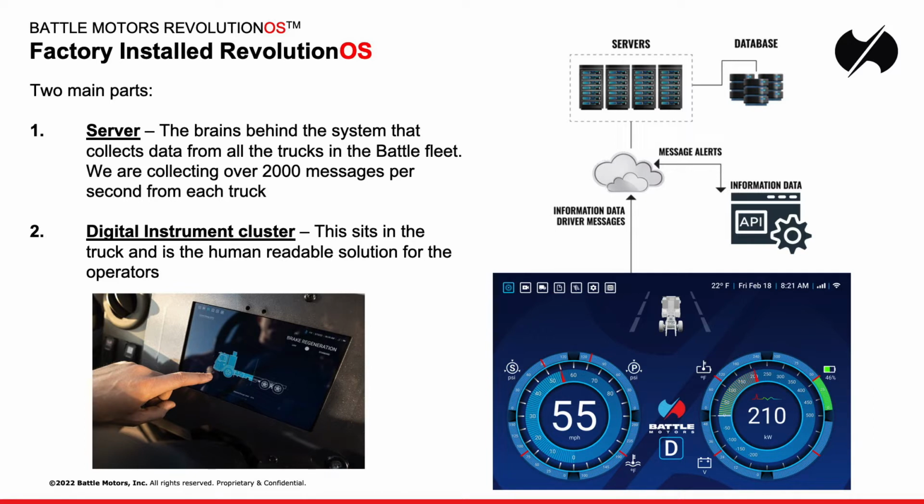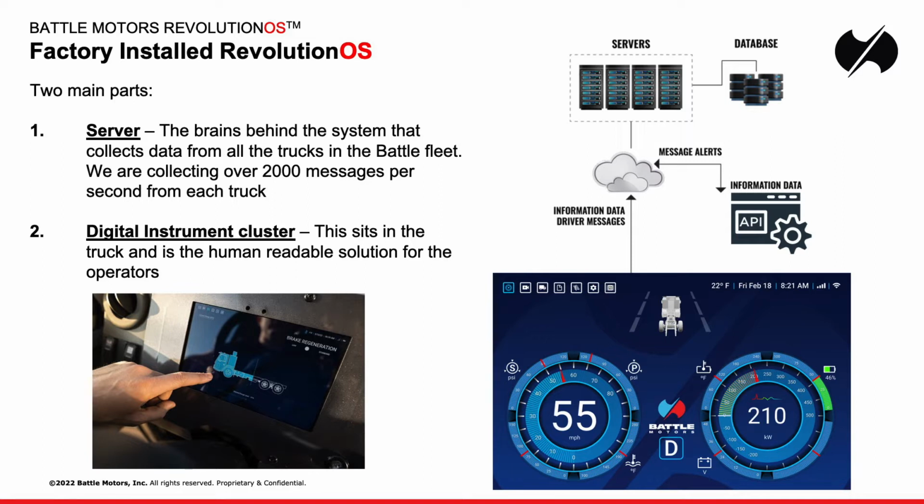One is the server, and you can see here we have a nice server farm that connects to a database and also allows, and this is the internet in this use case, and then this is the truck. So you have the server, and then you really have the digital instrument cluster. And the digital instrument cluster is the human readable experience that the driver and operator have inside the vehicle.